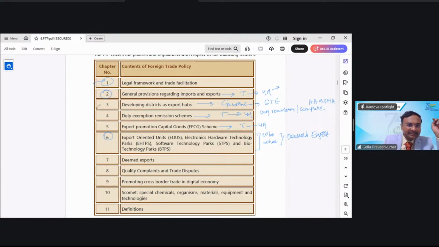Now, this is the way questions are tested in your examination. So I'll try to touch upon this. This also I'll touch on in the next 1 hour. Deemed exports, this is in general. I'll just quickly run you through.